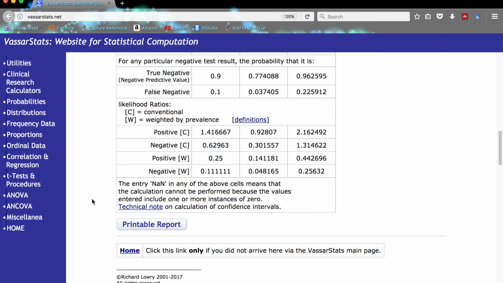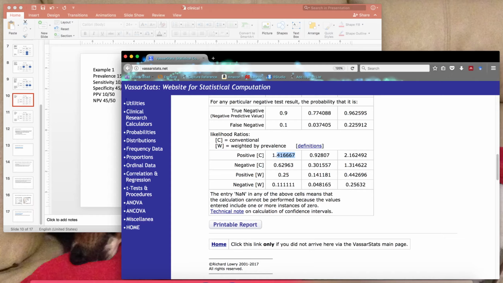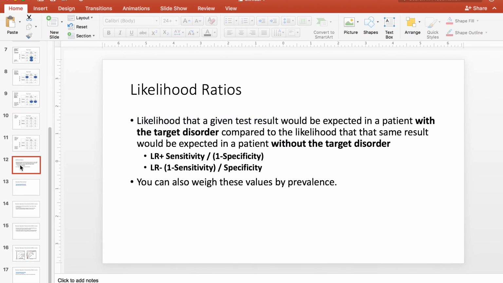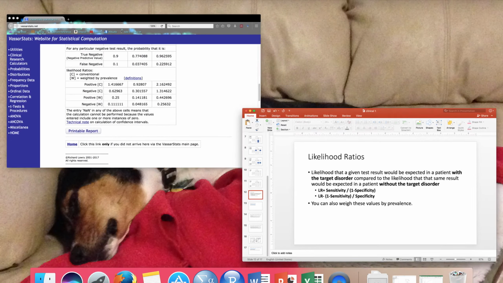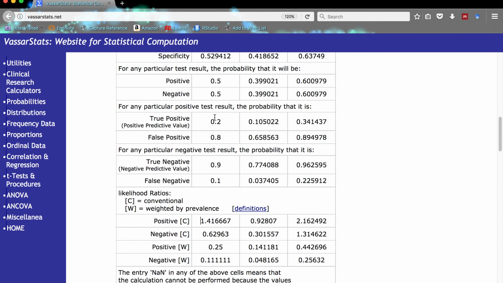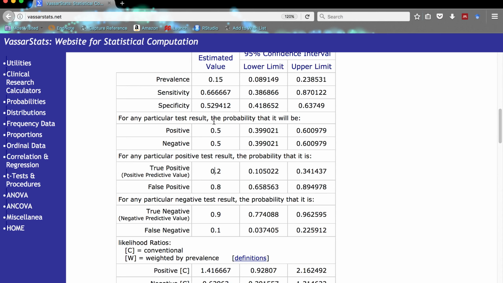The other thing you get here is those likelihood ratios. So they have the conventional ones, which is the likelihood. Let's go back. I find the wording on this very tricky. It's the likelihood of sensitivity to 1 minus specificity. So when I get a positive test, it shows me that I do have the disorder. So over 1 is a good number here, even though the true positive predictive value is pretty low, right?